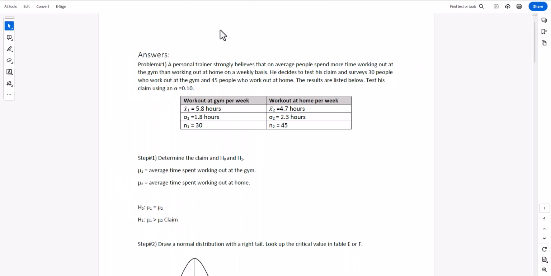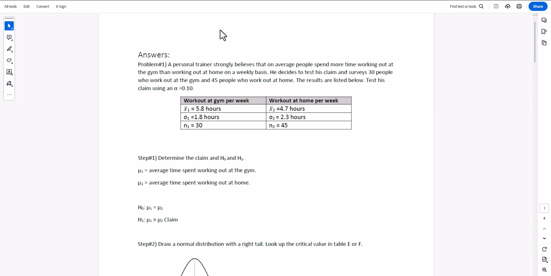Hi, in this video, I will work out an example of a z-test that compares two means. We begin by reading the problem. It states a personal trainer strongly believes that on average, people spend more time working out at the gym than working out at home on a weekly basis.